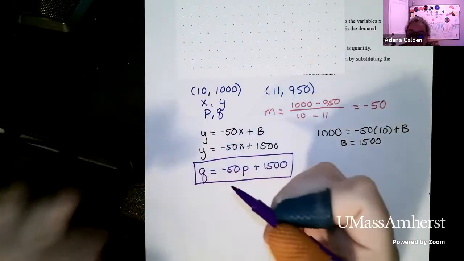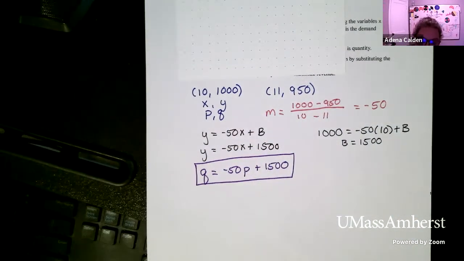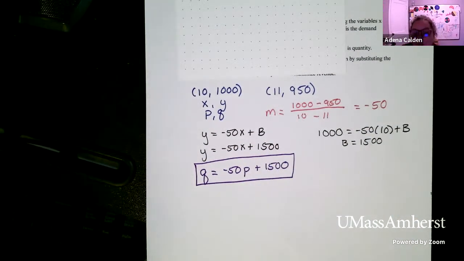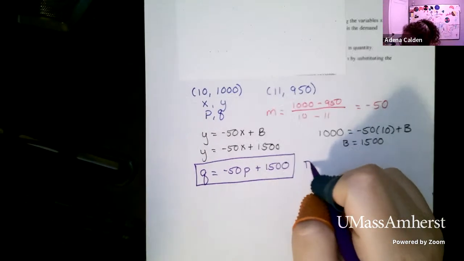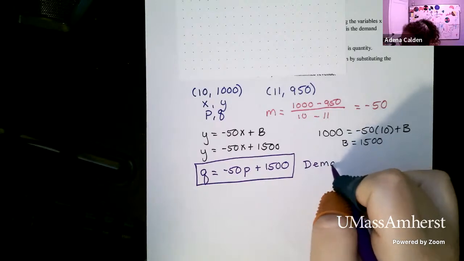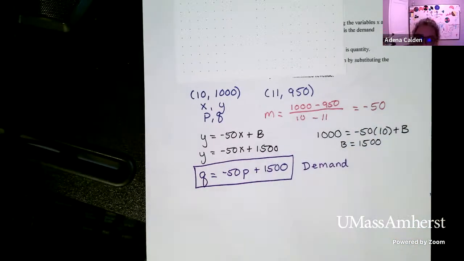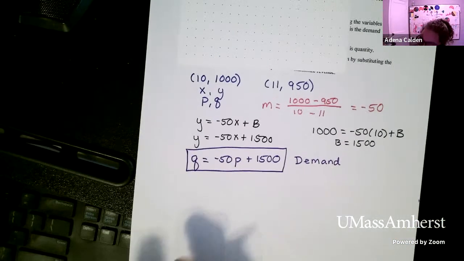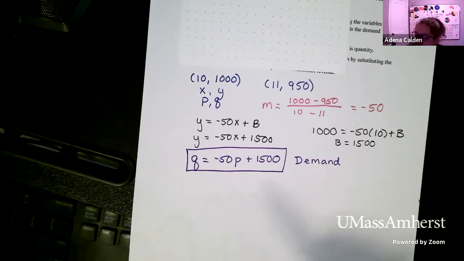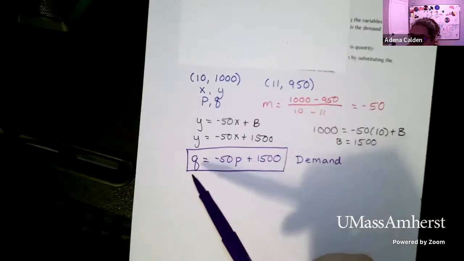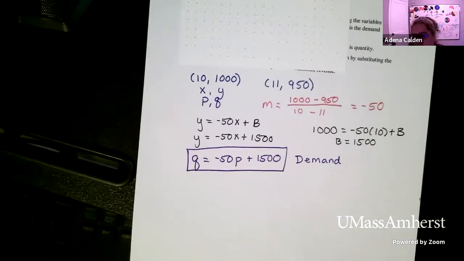So this is the linear equation, right? That's going to model this particular data. And this linear equation has a name. It's called the demand equation. Now, why is it called the demand equation? What it tells us is if we pick a price to charge, how many of those will be demanded by the general public? That's what we're trying to find out.